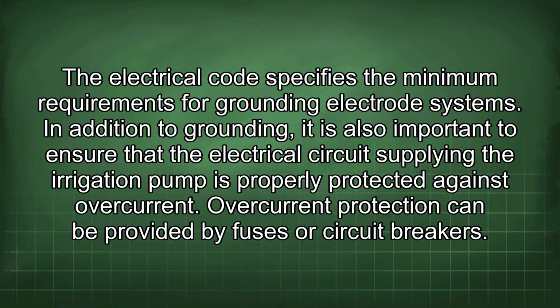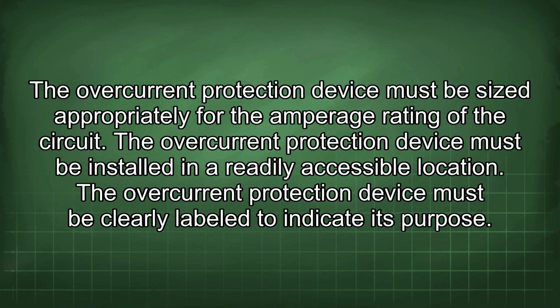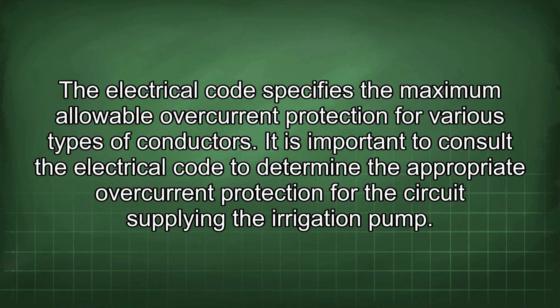In addition to grounding, it is also important to ensure that the electrical circuit supplying the irrigation pump is properly protected against overcurrent. Overcurrent protection can be provided by fuses or circuit breakers. The overcurrent protection device must be sized appropriately for the amperage rating of the circuit. It must be installed in a readily accessible location. It must be clearly labeled to indicate its purpose. The electrical code specifies the maximum allowable overcurrent protection for various types of conductors. It is important to consult the electrical code to determine the appropriate overcurrent protection for the circuit supplying the irrigation pump.